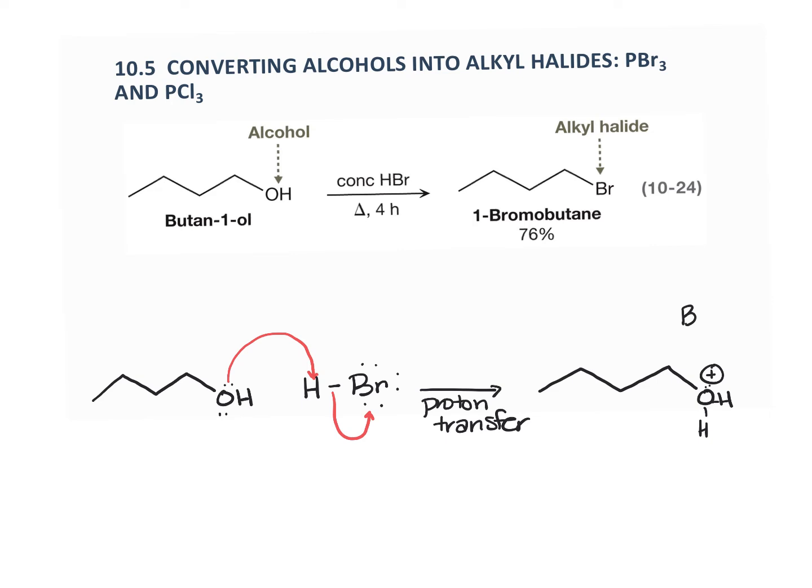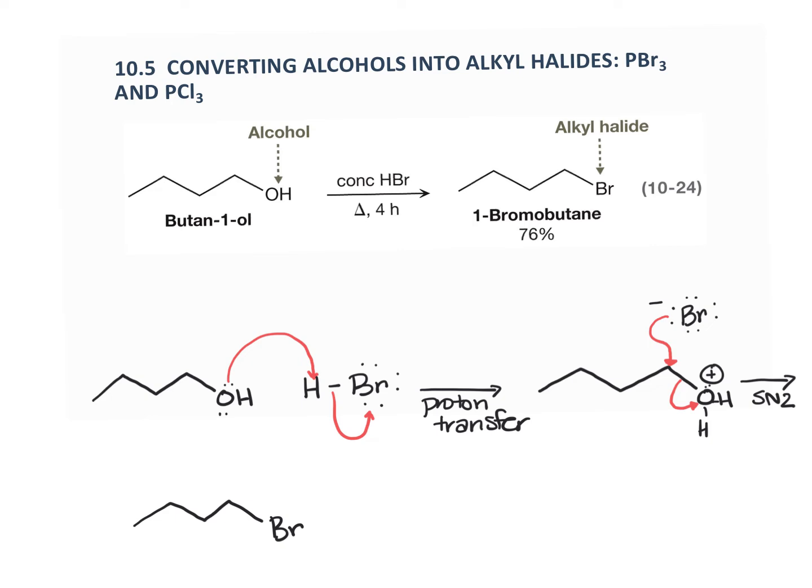Now, the bromide that's generated can then attack the carbon next to the leaving group, pushing off that water in an SN2 reaction. So this undergoes an SN2 reaction, and now, 1, 2, 3, 4, we have bromine there.